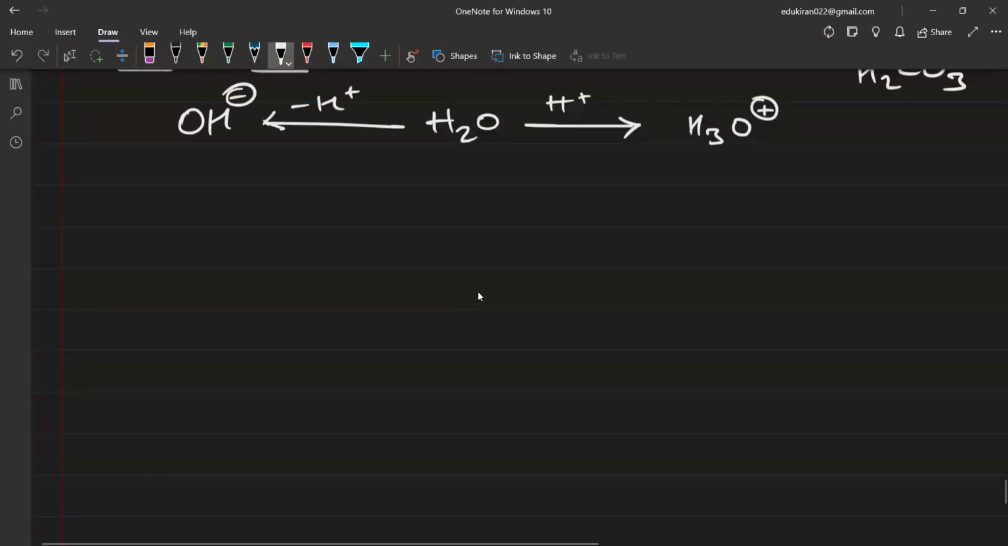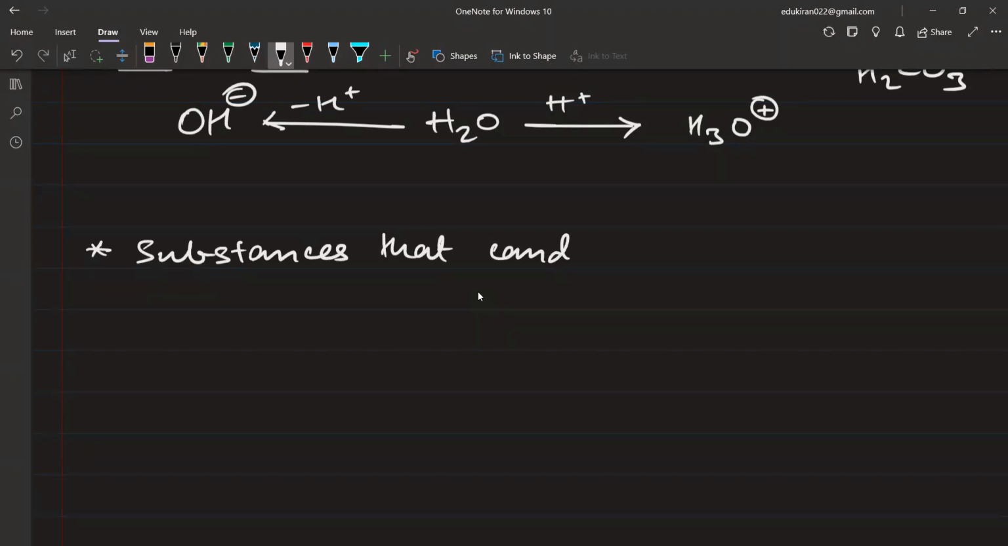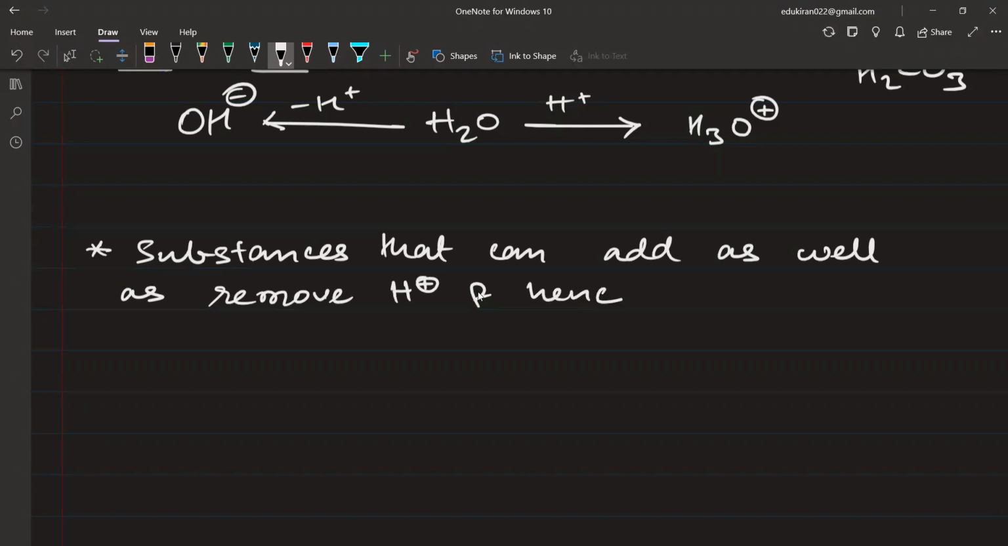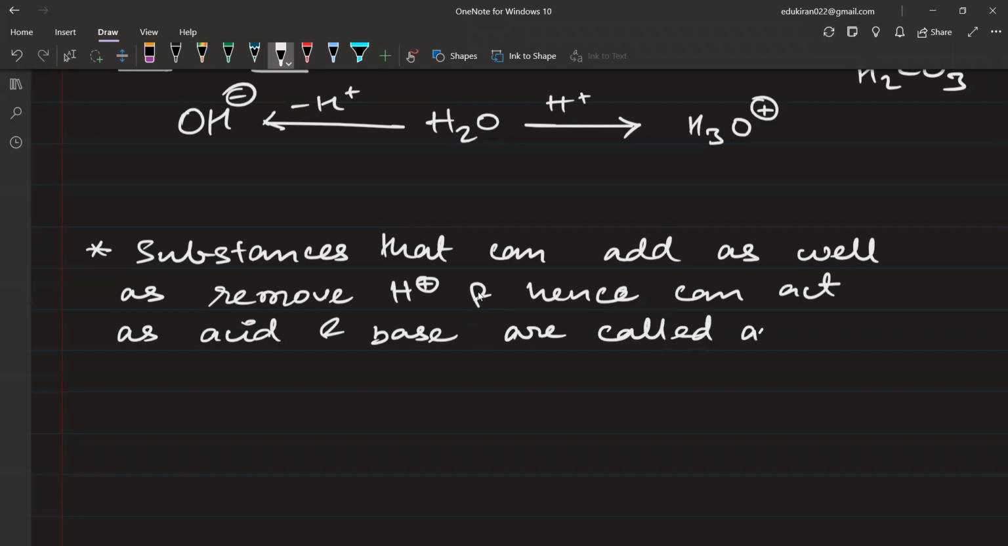So these type of substances that can add as well as remove H+, and hence can act as acid and base, are called amphoteric substances.